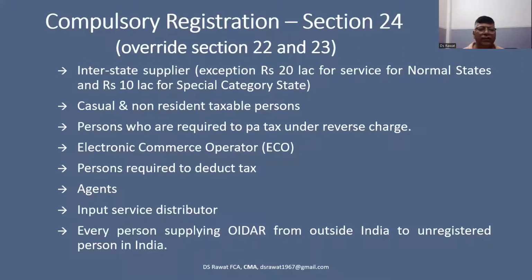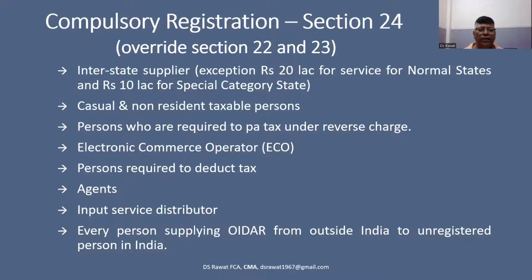It says an interstate supplier has to take compulsory registration. If a supplier is transferring even 100 rupees of goods in the course of interstate trade, then he has to take registration. But in case of services, there is an exemption notification which says that if it is a normal state, then up to 20 lakhs he need not take registration, and in case of a special category state, it is 10 lakhs. But this is exclusively in case of supply of services interstate.